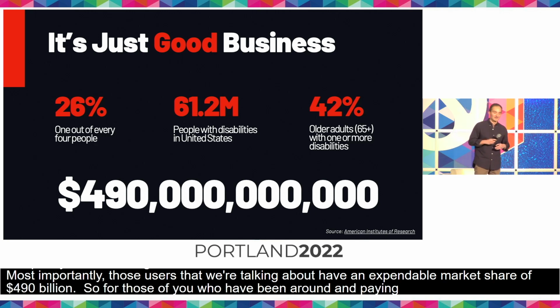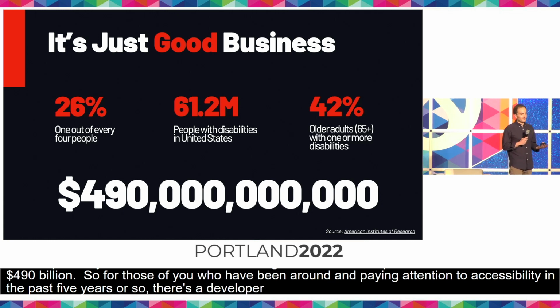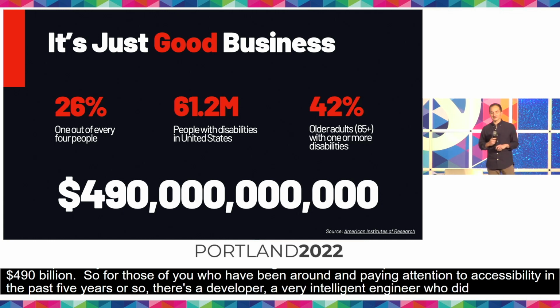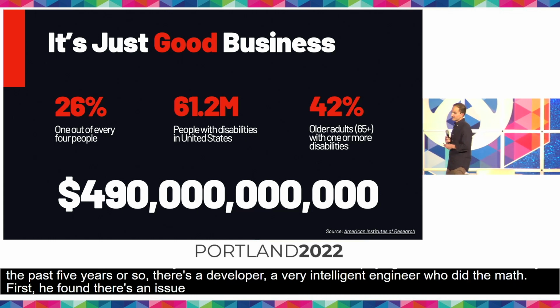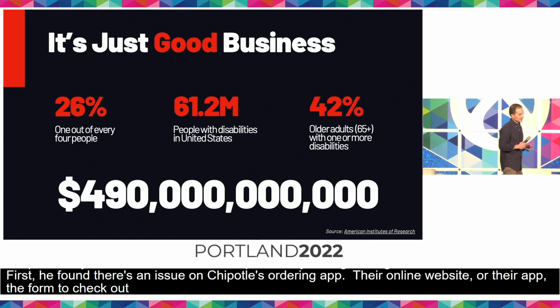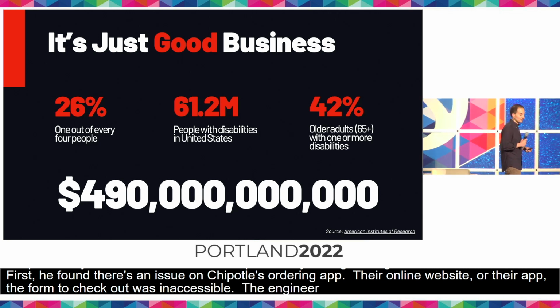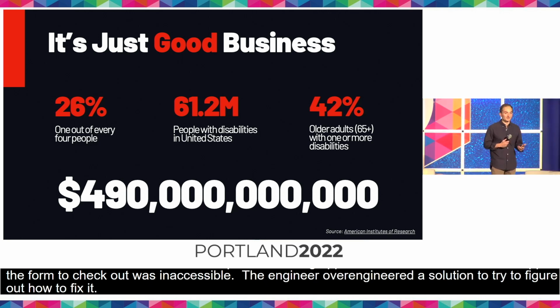So for those of you who've been paying attention to accessibility in the past 5 years or so, there's a developer, a very talented engineer who did the math. First, he found that there was an issue on Chipotle's ordering. When you go online and try to order a burrito off Chipotle's website or their app, the form to check out was actually inaccessible. The engineer did what all good engineers do and over-engineered a solution to figure out how to fix it. Once they fixed it, he did the math and tried to figure out how much money they left on the table over the years.